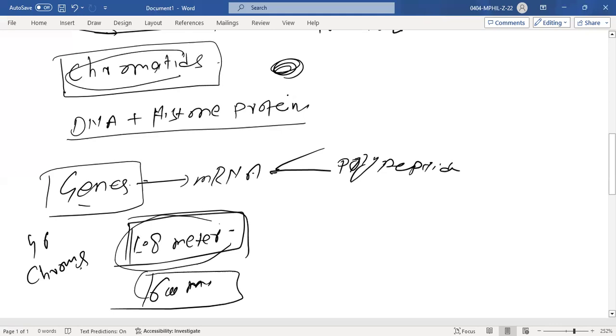So this was actually what I wanted to tell you, and I think I have discussed all about the linker DNA as well. How many histone proteins are involved here? No, 8 histones. Eight histones, right. 8 histone proteins are there.